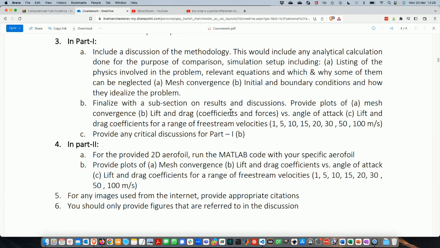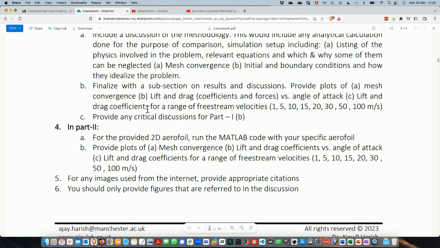As you've seen on a plane, the angle of attack changes on the wing during takeoff and during landing, and they have their purposes. So the idea here is to understand what happens when the angle of attack changes, how does the flow physics change, right? And last thing is, what would happen if the free stream velocity changes, right?